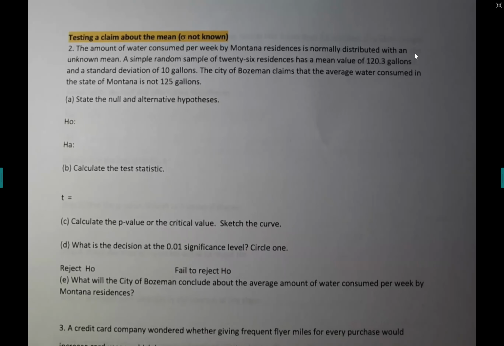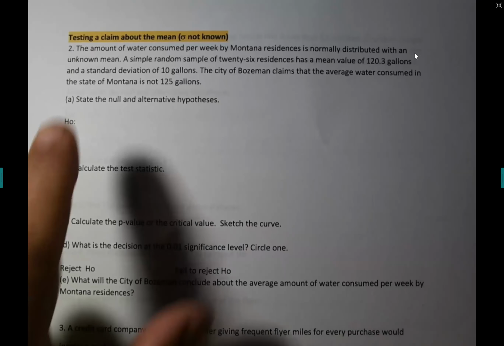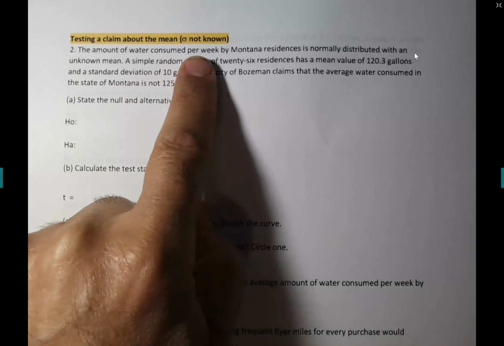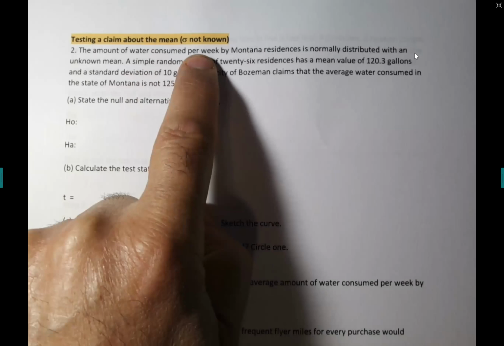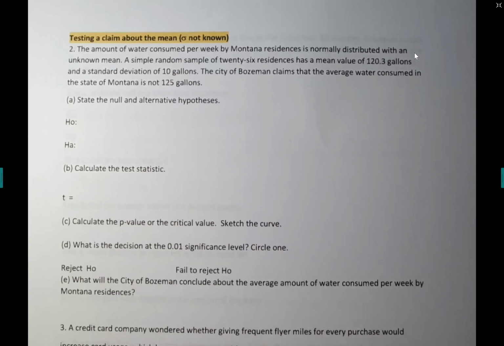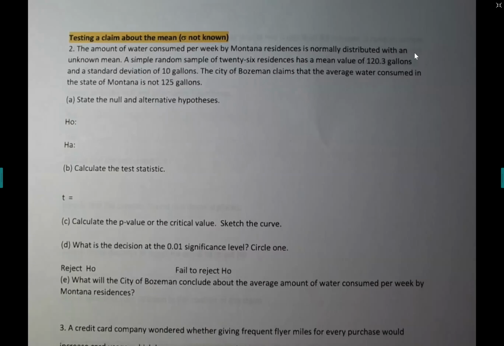I'm going to go back and do more exercises from section 7.3 when we test the claim about the mean when sigma is not known. That means it's not given, it's not provided to us in the problem. And let's do some more exercises. And then we'll go to section 7.4. And I think I have 4 or 5 questions from this section. So we'll do plenty of those.